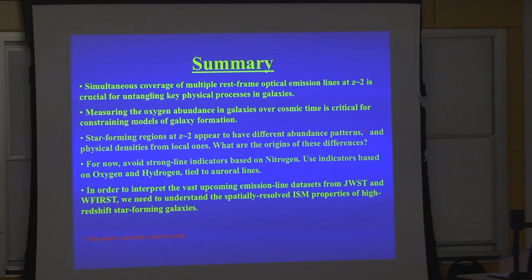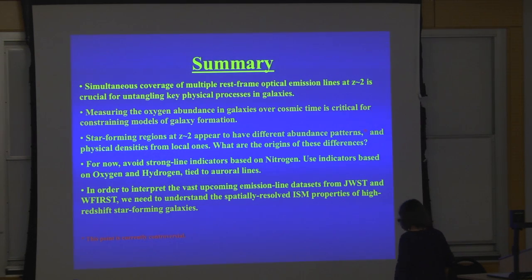And I just want to say, this is actually really important. There's going to be a lot of near-infrared spectroscopic data coming to us over the next decade. Okay, there are projects like the James Webb Space Telescope and the WFIRST satellite. We're going to be getting lots of near-infrared spectra, and I think it's very important for us to try to understand how to interpret all these spectra in a meaningful way. And that's one of the reasons why we're trying to look at the spatially resolved properties of the interstellar media in these high redshift galaxies.